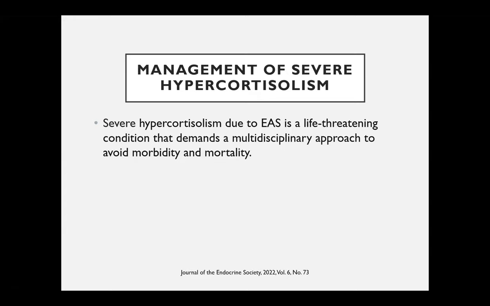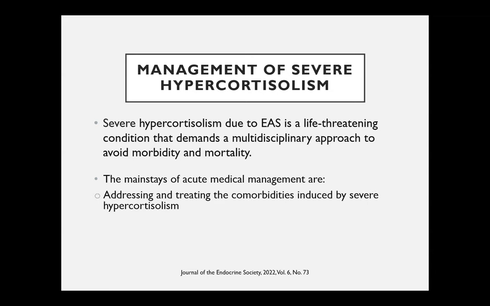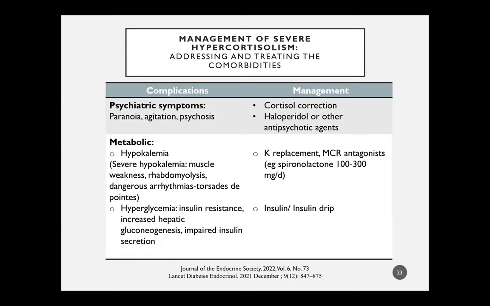Now, let's see how we should manage these patients. Severe hypercortisolism due to ectopic ACTH syndrome is a life-threatening condition, and it demands a multidisciplinary approach to avoid morbidity and mortality, so we should all work together. The mainstays of medical management are, first of all, to address and treat the comorbidities induced by severe hypercortisolism. Reduce the cortisol levels, which is very crucial, especially for the first weeks. See if we can have any definitive surgery, first of the primary tumor and also of the adrenals if needed, and see if we can provide some cancer treatment to start managing the tumor.